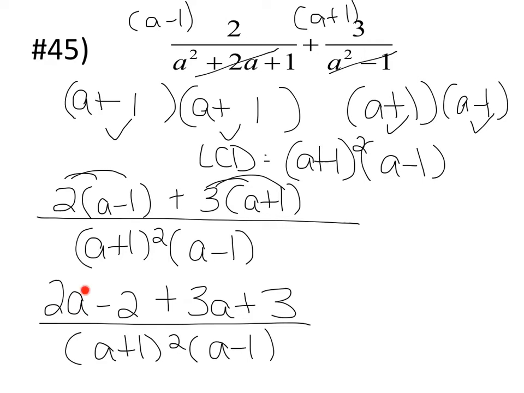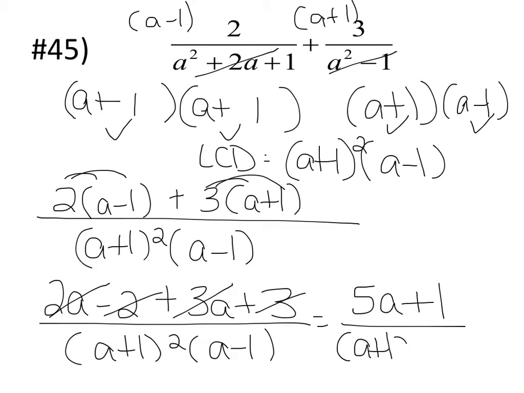Combine your like terms. 2a plus 3a is 5a. And then negative 2 plus 3 is 1. So you have 5a plus 1 all over a plus 1 squared times a minus 1. And that's your final answer on that one.